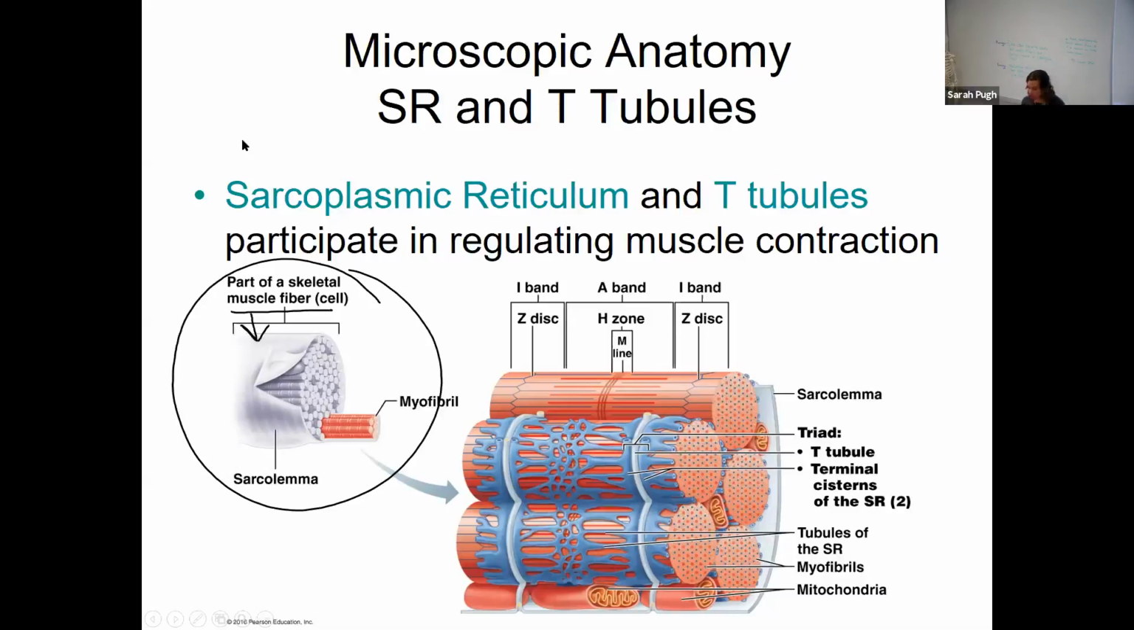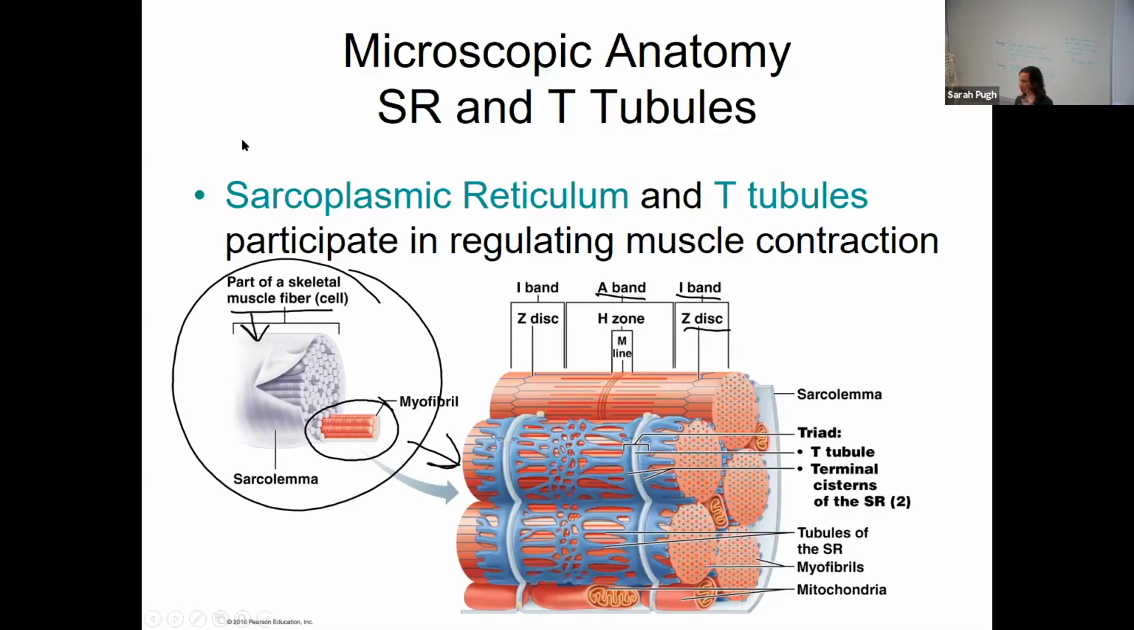And they're trying to show you right here, they've just pulled out a couple of myofibrils from that muscle cell. And they've blown them up. So now you can see a couple of those myofibrils, right? You can see everything that we've just talked about, A bands, I bands, Z discs. You can see the arrangement in there. But a couple of other things you can see.